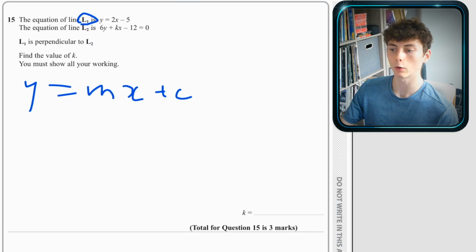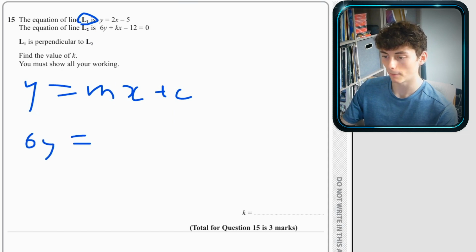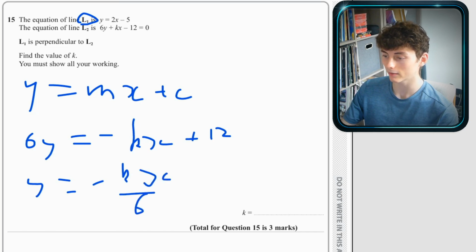So the way I would do it is I would want to get L2 into this form, y equals mx plus c. So I start with just keeping the 6y to make it easy, 6y equals minus kx plus 12. Now we've got to get rid of the 6, so let's just divide everything by 6. So we get y equals minus kx all over 6 plus 12 over 6, which equals 2.